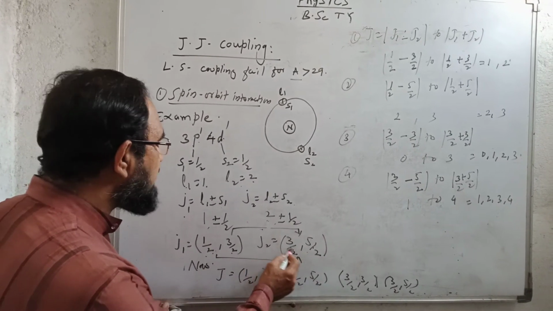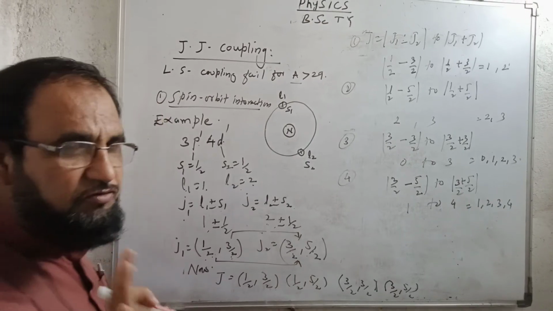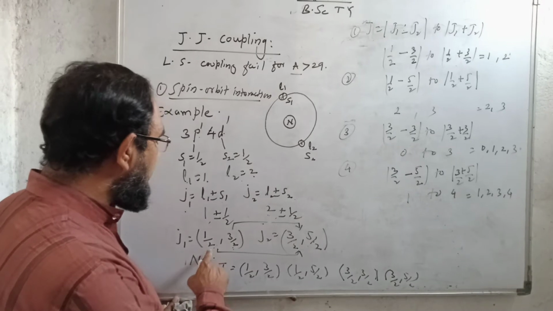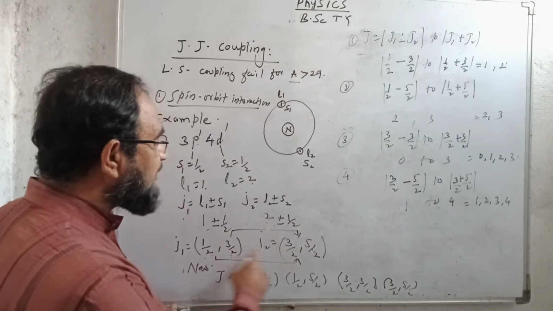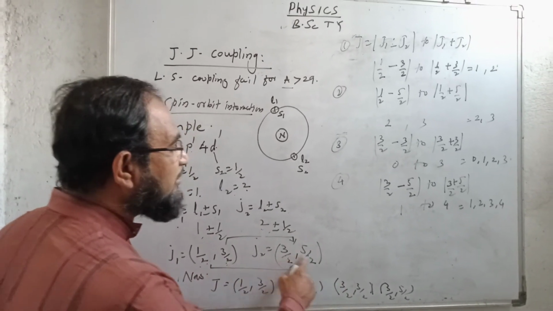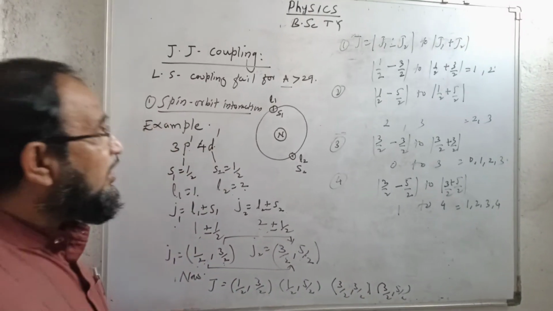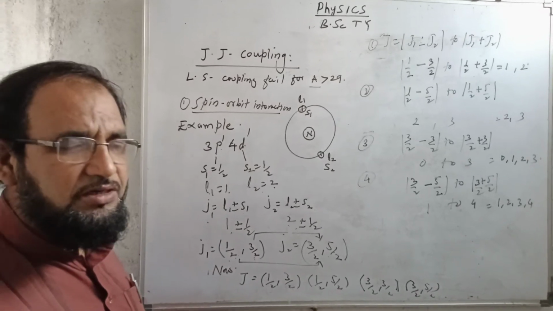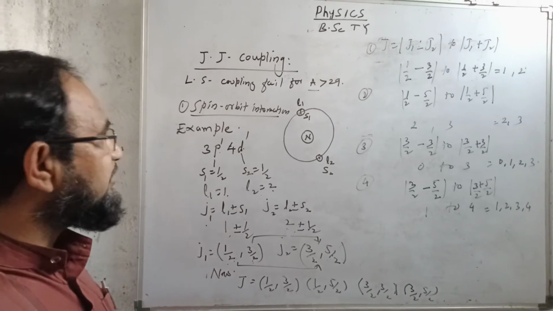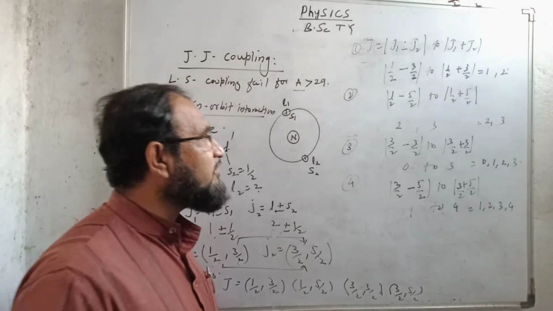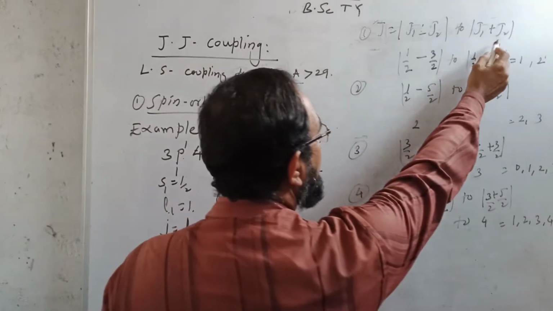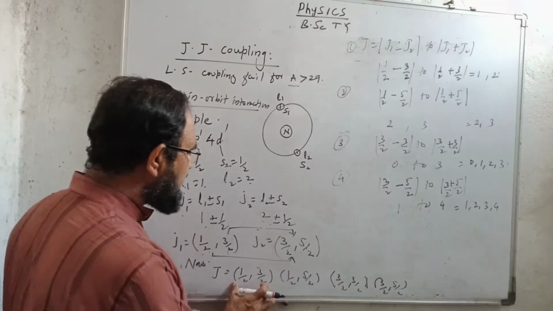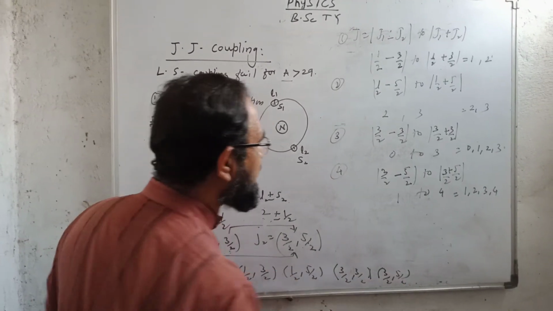Then 3/2, 3/2, 3/2, 5/2 means a total of 4 combinations. So here it will be 1/2 and 3/2, then 1/2 and 5/2, then 3/2 and 3/2, then 3/2 and 5/2. Now I will find the value of the total quantum number of the combination, that is J, and J will be from J1 minus J2 to J1 plus J2. So I am having the 4 combinations, J1 J2, 4 combinations.